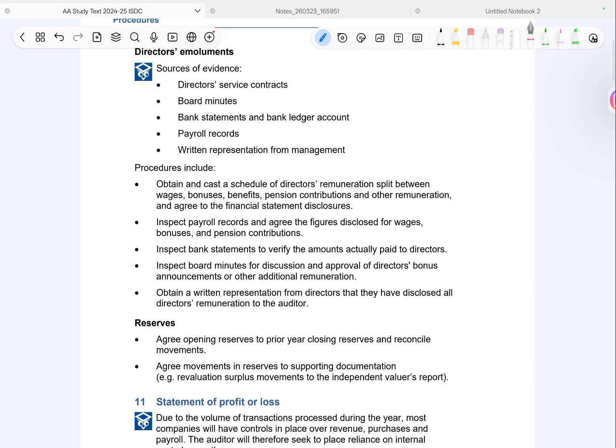For reserves, opening balances are agreed to the prior year and movements are reconciled. Any changes are verified using supporting documents such as valuation reports for revaluation reserves.